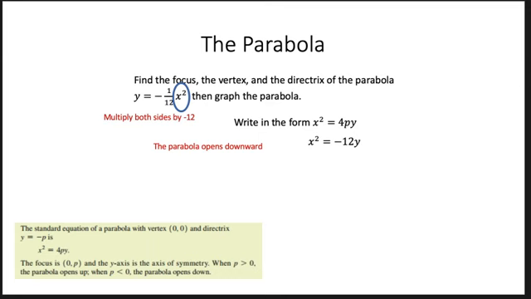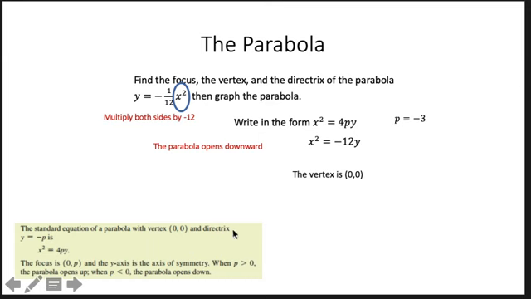What is the value of p? P has to be -3 because -3 times 4 is how we get -12. Remember, this 4 is a constant. So 4 times -3 is -12. The vertex for this equation, this parabola, is at 0, 0.